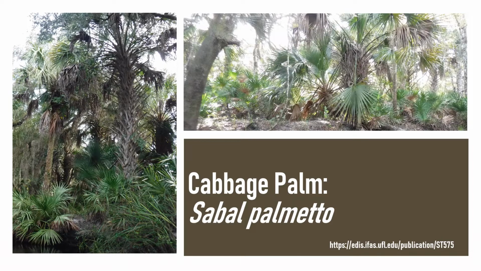So first up, I have the cabbage palm or sable palmetto. Fun fact about these is that during the Revolutionary War, the trunks of these trees were used to build forts along the coast because the wood of the trunk was soft enough to absorb the blow of a cannonball without splintering, but still maintain the integrity of the fort.